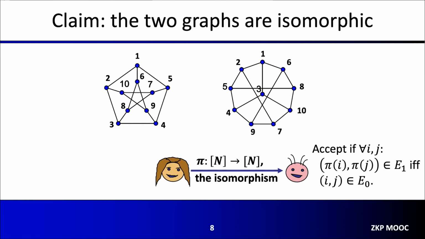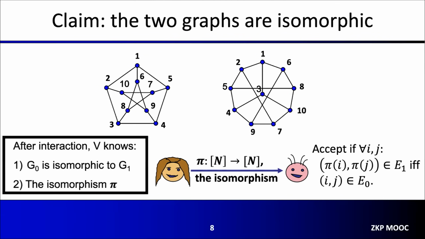So how hard is it to describe, how long is pi? Is it polynomial size in the size of the graph? Yes, essentially it assigns for every vertex a name on the other graph. And if there are n vertices, it's length n. And how much time does it take the verifier to check it? He has to go through every pair of vertices on the left and check if there is an edge between them on the left, there's also an edge between where they were mapped to on the right. And if there's no edge between them on the left, there should be no edge between them on the right.